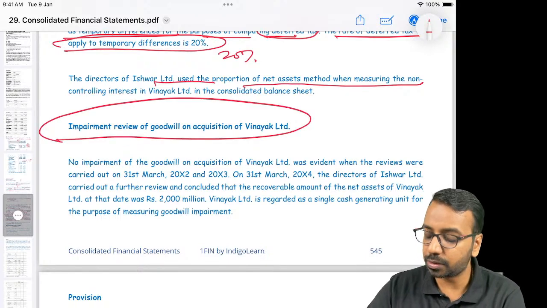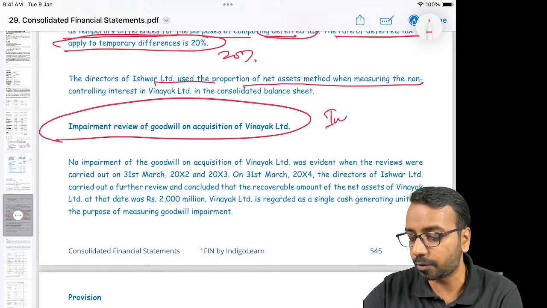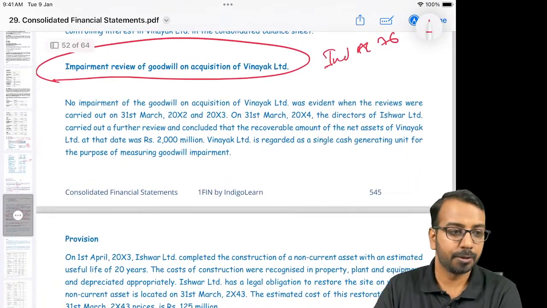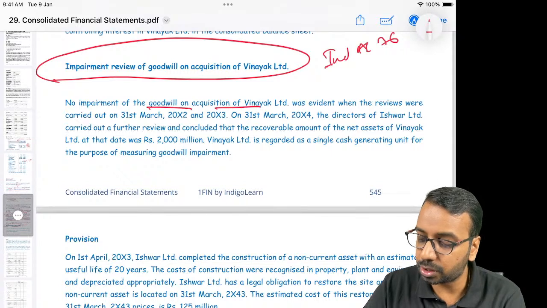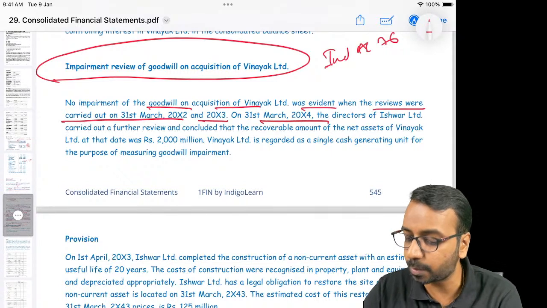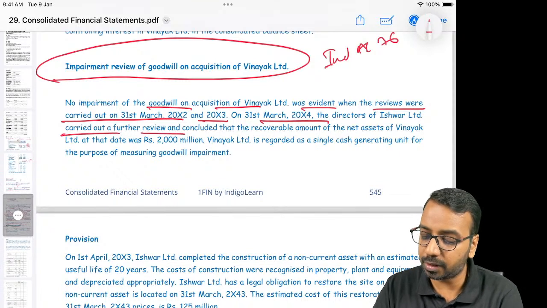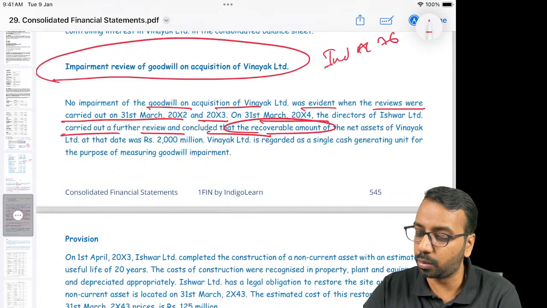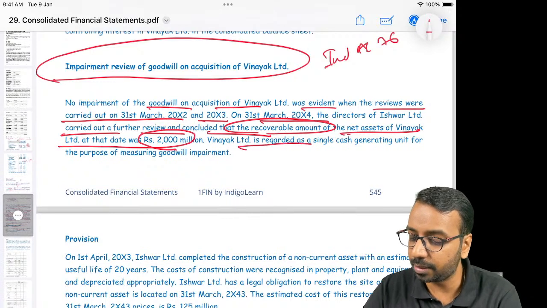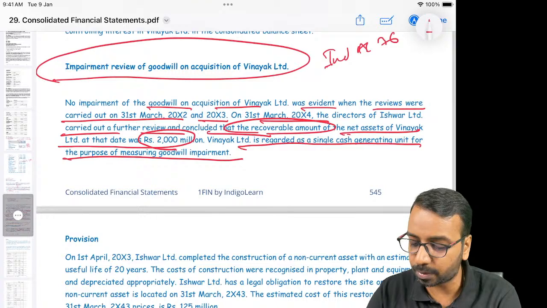Impairment review of goodwill. So this is an additional concept which comes from Ind AS 36 for impairment of assets. No impairment of goodwill on acquisition was evident when the reviews were carried out on 31st March year 2 and 3, but on 31st March of year 4, they carried out a further review and concluded that the recoverable amount of the net assets on that date is 2000 million. Vinayak Limited is regarded as a single CGU for the purpose of measuring impairment.